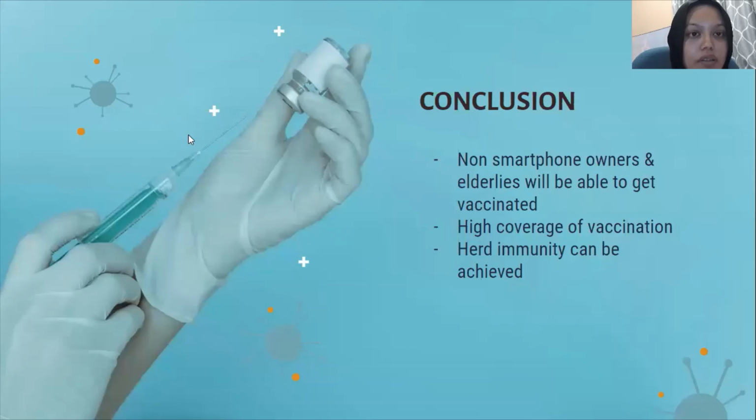As for the conclusion, these non-smartphone owners and also the elderly will be able to get vaccinated as the registration process for them is made easier. Hence, when they have been vaccinated, there will be high coverage of vaccination, and with that, we can achieve herd immunity. And with that, I would like to end my presentation with thank you.